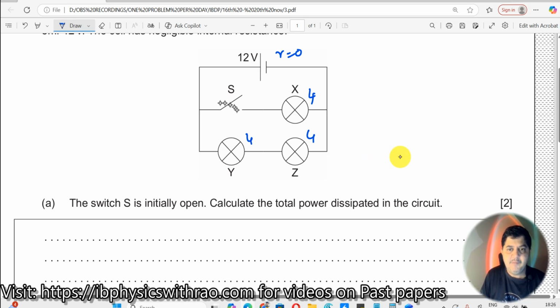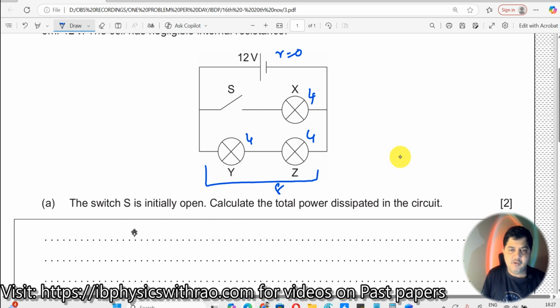Initially it is open. If it is open, what will happen to the external resistance, the total resistance? See, here no current passes, so we are not going to consider this one. We are going to consider only the resistance here, which will now be equal to 8 ohms, because these two are in series, 8 ohms over here.